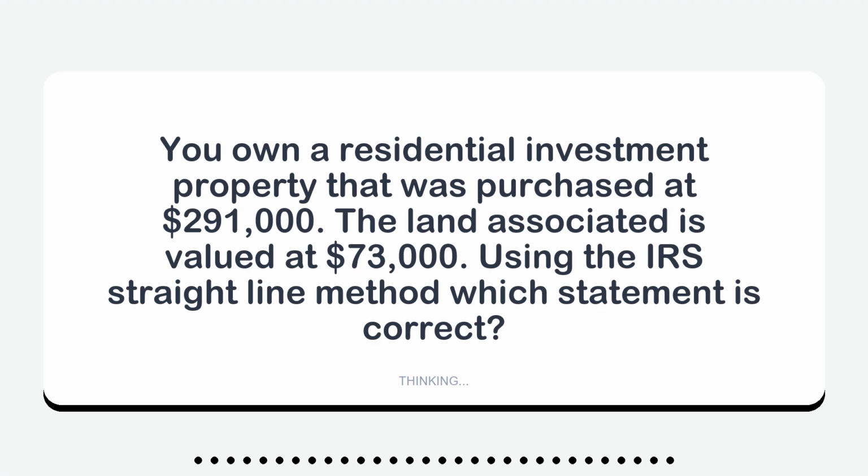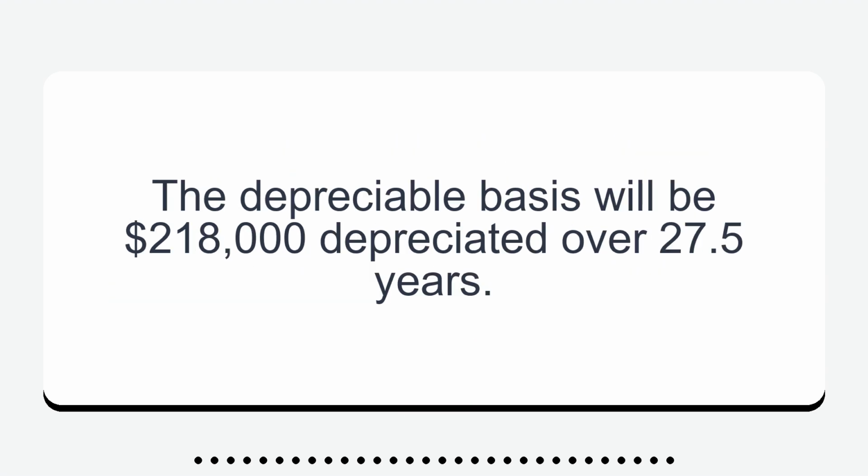You own a residential investment property that was purchased at $291,000. The land associated is valued at $73,000. Using the IRS straight line method, which statement is correct? The depreciable basis will be $218,000 depreciated over 27.5 years.